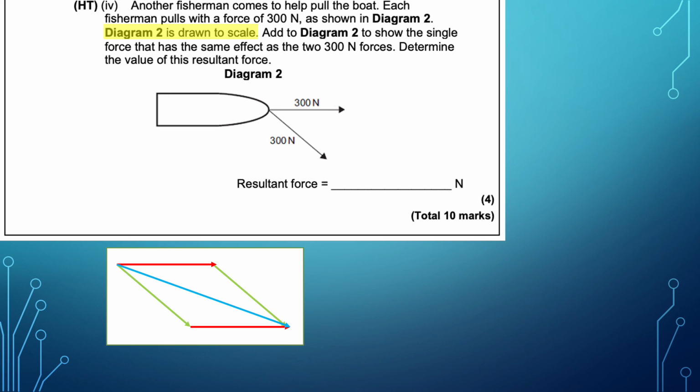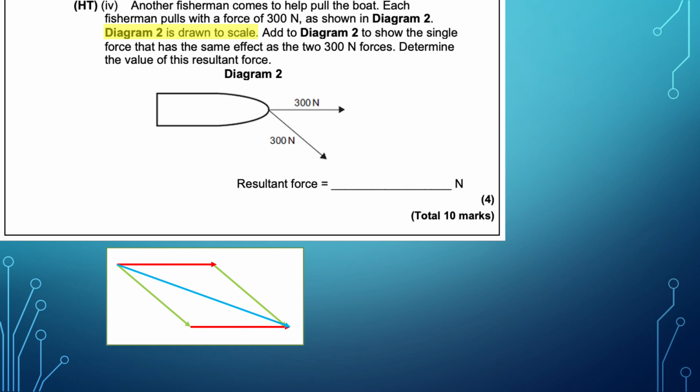What you're meant to do is measure the 300 newtons. Because they are drawn to scale, they should both be the exact same length. So whatever you measure that 300 newtons to be, whether it's 1.5 centimeters or 1.8 centimeters, that becomes your new 300 newtons. After that, you are meant to measure out the blue line and see how big it is compared to your 300 newtons. It's really important that this diagram was drawn to scale, because if it had not been, you would have had to use a bit of maths to figure this out.